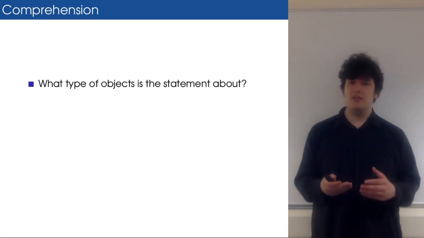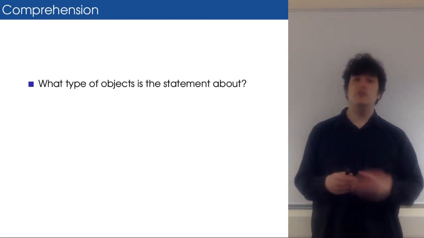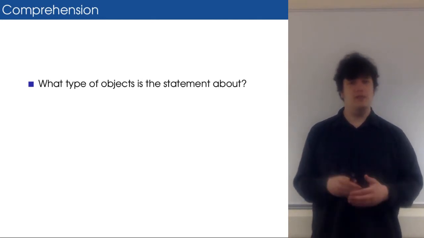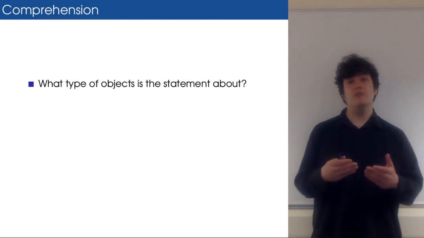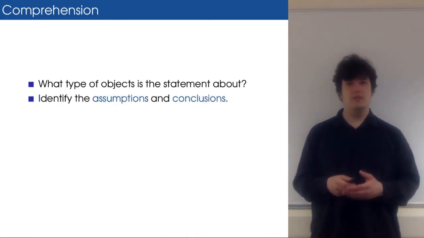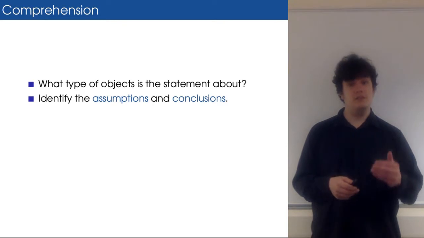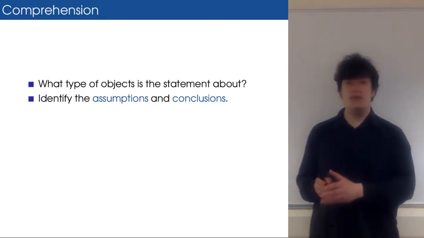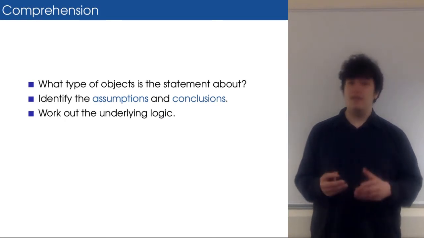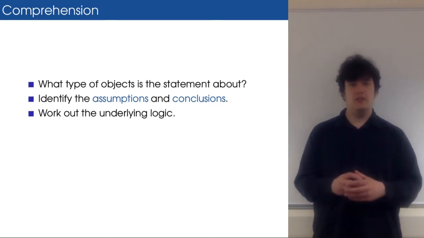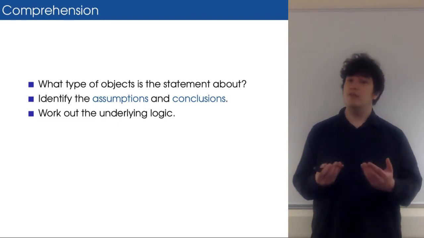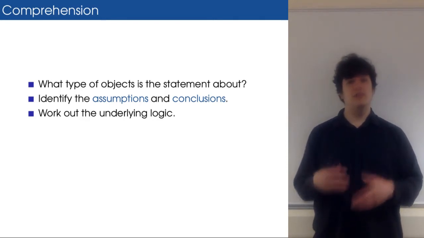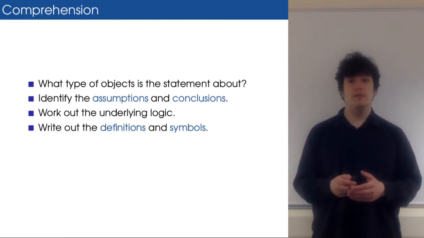In the comprehension step, first thing you've got to do is try and understand what kind of objects your statement is talking about. Is it talking about real numbers? Is it talking about prime numbers? Is it talking about groups? That kind of observation. Then you need to identify the assumptions and the conclusions. Which parts are being assumed and which parts do you need to deduce? And from there you can work out the underlying logic, trying to understand whether it's a "the following are equivalent" statement, for example, or are there universal quantifiers, are there existential quantifiers? That kind of comprehension is going on.